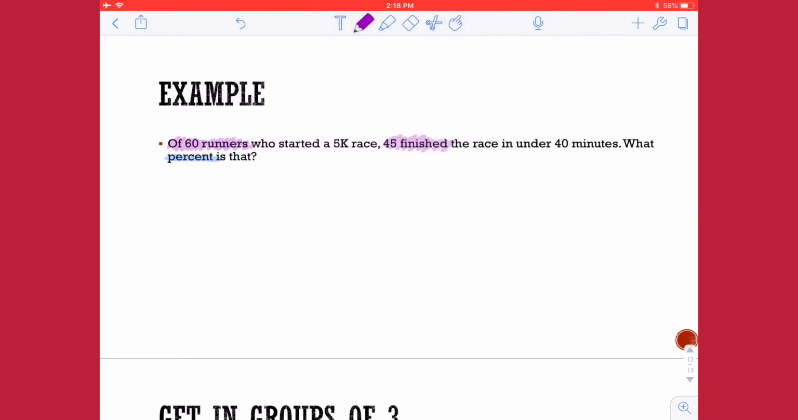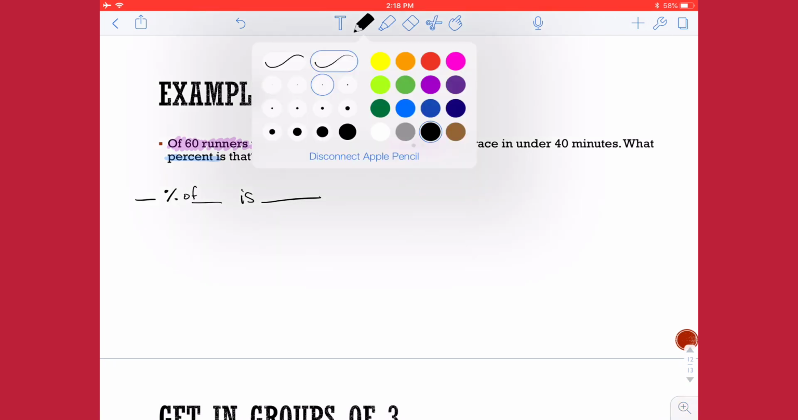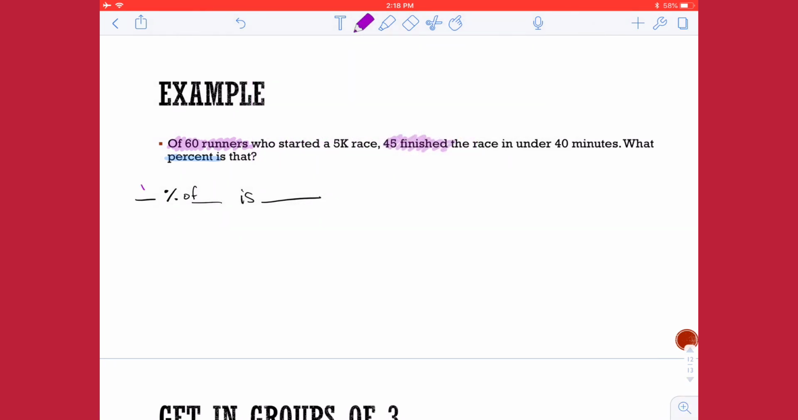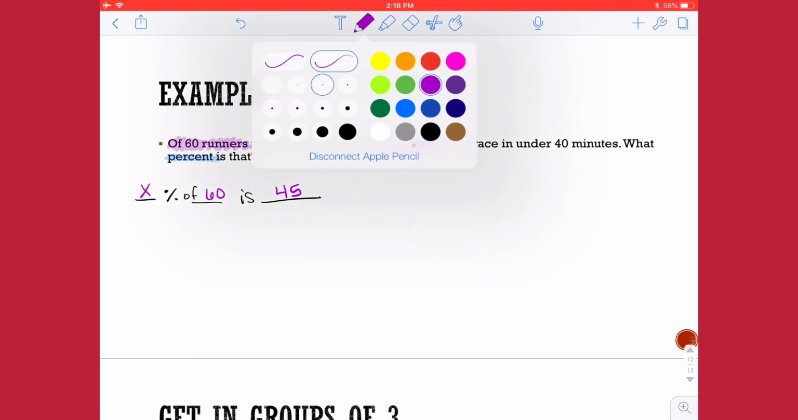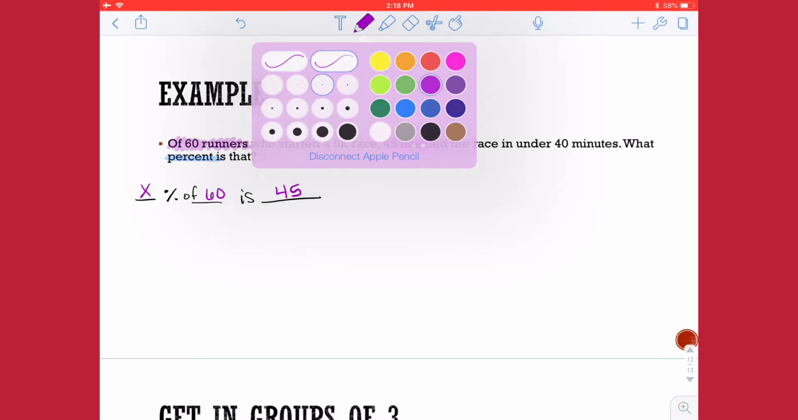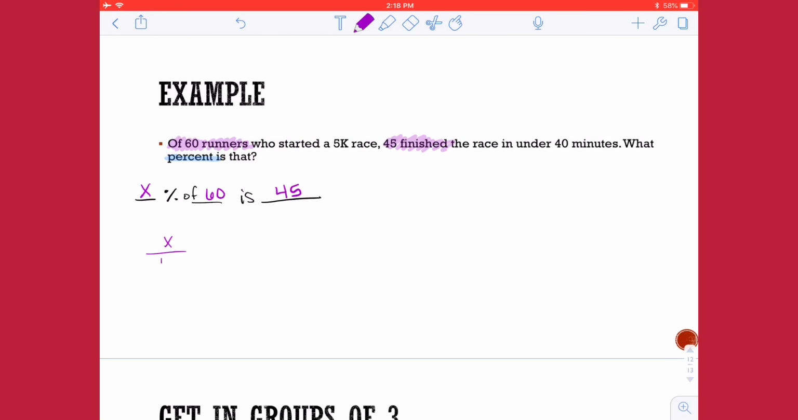So when I go to set up my problem, blank percent of blank is blank, and I plug in my particular values, I don't know what my percent is. That's actually what I'm looking for. But my total amount is 60 runners, and I know that 45 of them finished. So this one looks a little different. It's a different blank, but the idea is exactly the same, right? So I'm going to put x over 100 is equal to my is over my of. And I'm still going to cross multiply just like I did before.